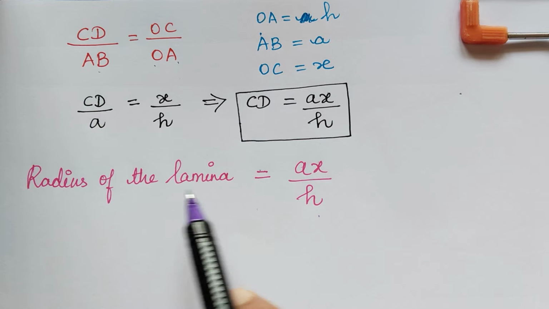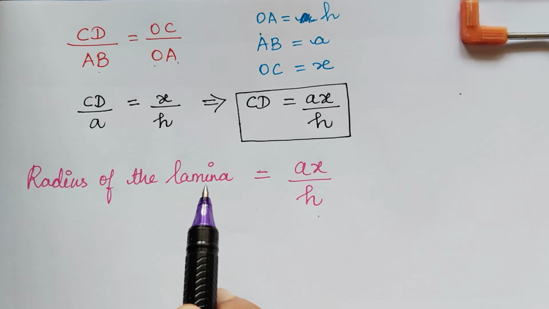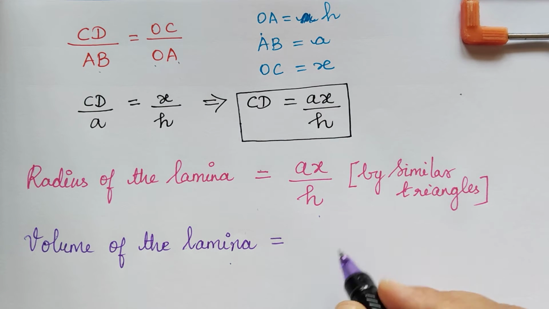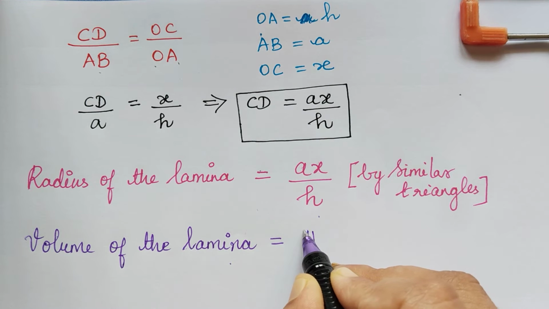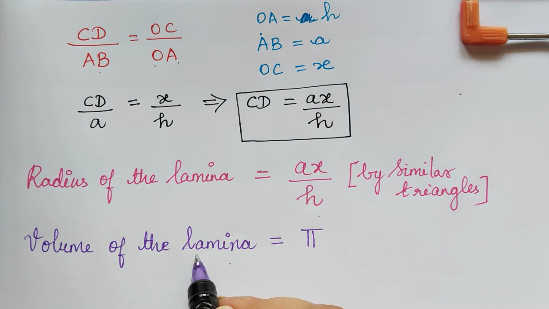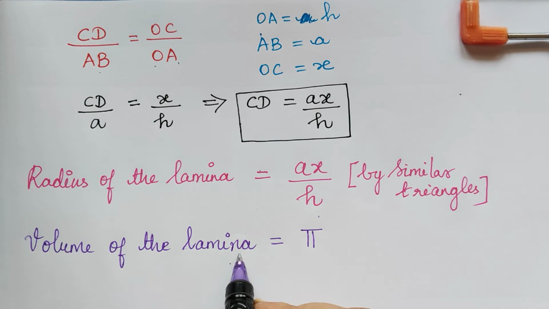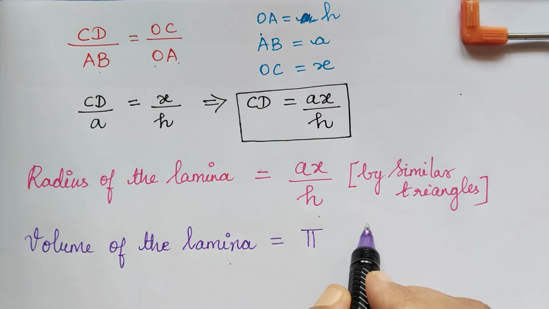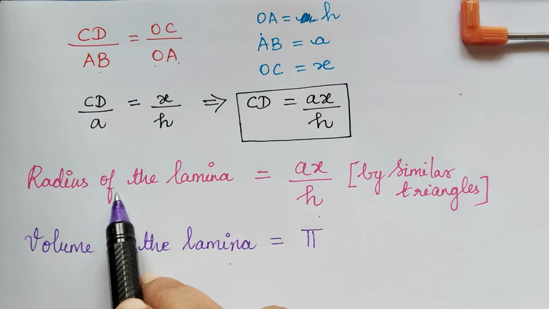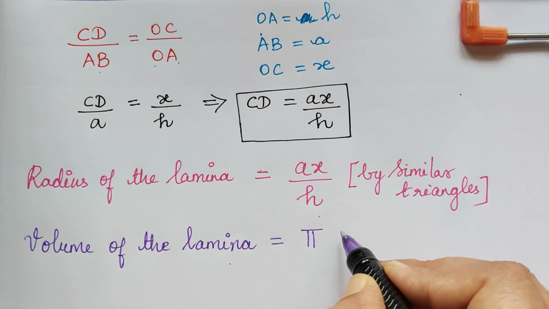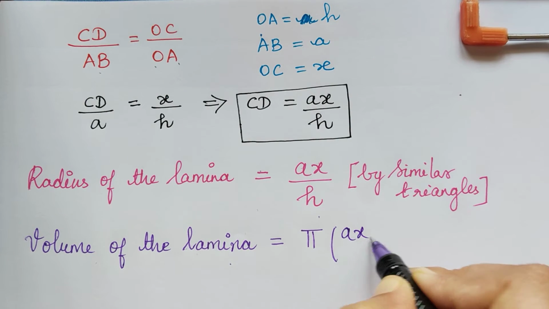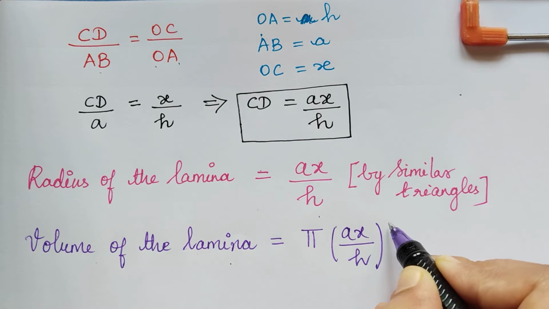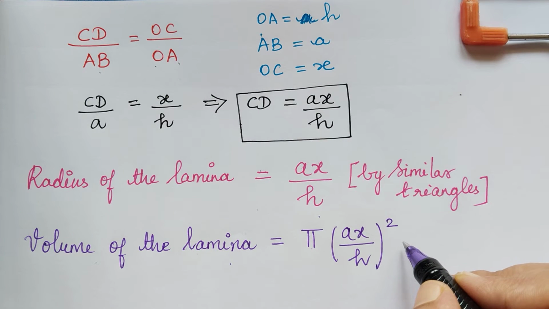Next we have to find the volume of the lamina. So the formula for the volume of the lamina is pi r square h, because I told you the lamina is a thin cylinder. It is cylindrical in shape. The volume formula is pi r square h, where r will be the radius. But what is the radius of the lamina? AX by H. So it will be pi times (AX by H) the whole squared, times h.